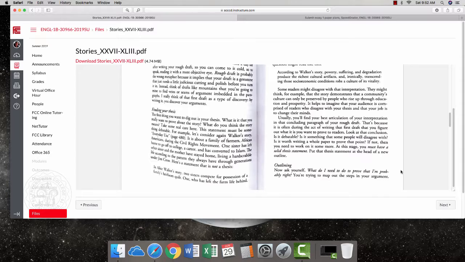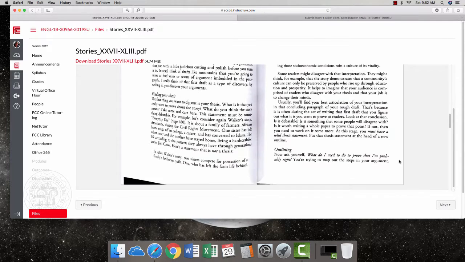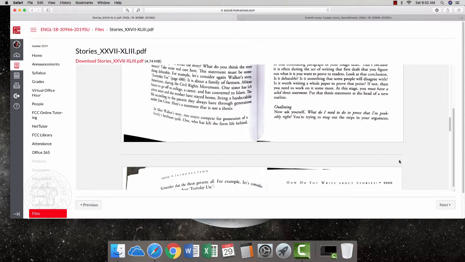At this stage, you must have a solid thesis statement. Put that thesis statement at the head of a new outline. So, yes, this process that you're being encouraged to use suggests to you that most likely you're going to come up with your thesis after you've produced the draft, and if you try very hard, your thesis is going to end up in your conclusion. And if that is so, then that's great, because then you can take that conclusion, that piece of it, and you can start your paper with it.